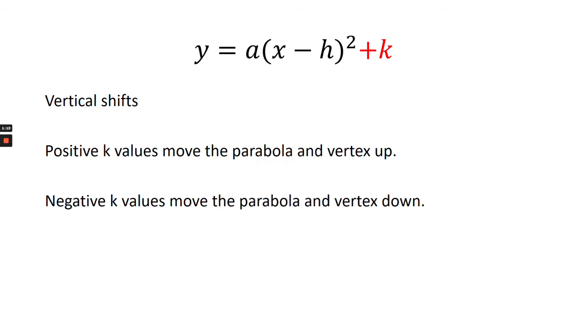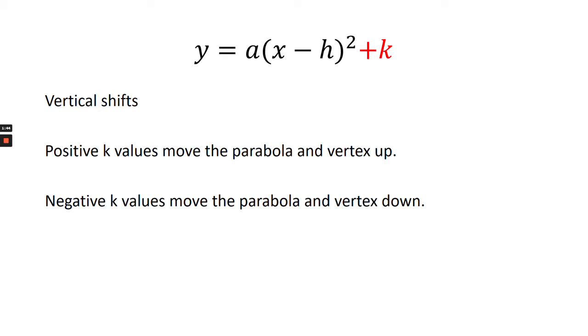Let's see how the k value affects our graph, guys. The k value is vertical shifts. It moves it up or down. If our k value is positive, our parabola moves up, and our vertex moves up as well. On the opposite side, if our k value is negative, our parabola moves down, our parent function moves down, and our vertex moves down, guys.